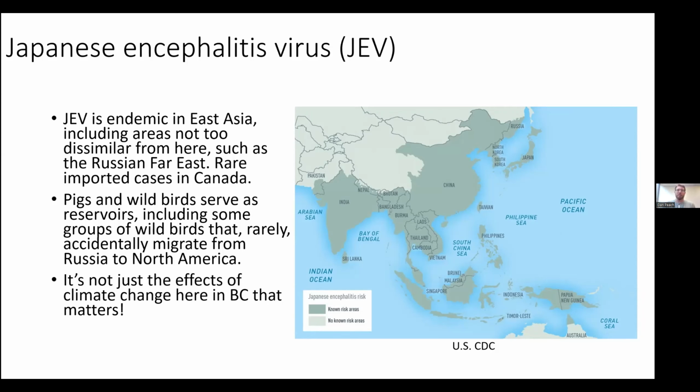The animal reservoirs for this are pigs and wild birds, including some groups of wild birds that end up migrating from Russia to North America. Sometimes it's accidental migration. Sometimes it's just rare events that they do every few years. But for instance, things like herons can be reservoirs for this. So it's not just the effect of climate change here that we need to be concerned about, but as things warm up in East Asia, you might get more and more infected birds farther and farther north, increasing the likelihood of infected birds accidentally ending up in North America, and bang, you have the pathogen introduced.